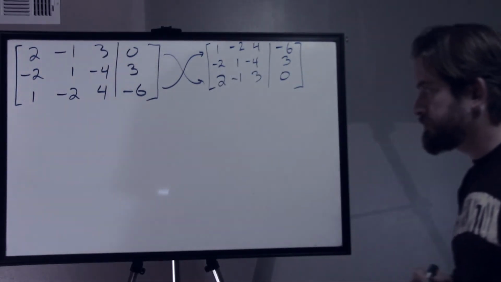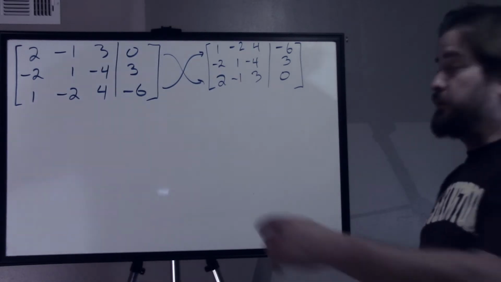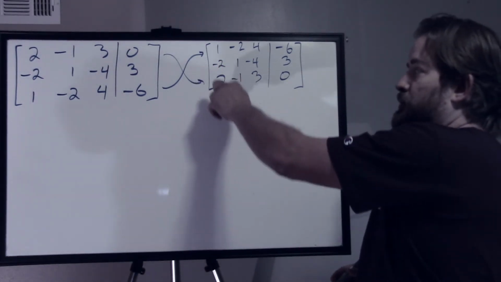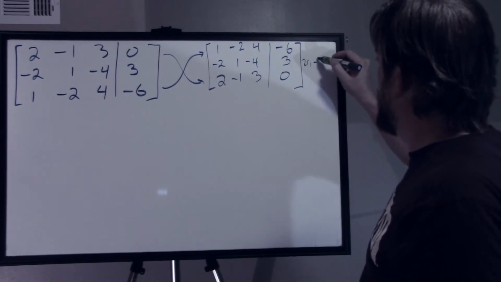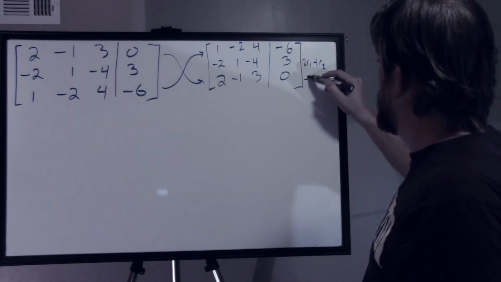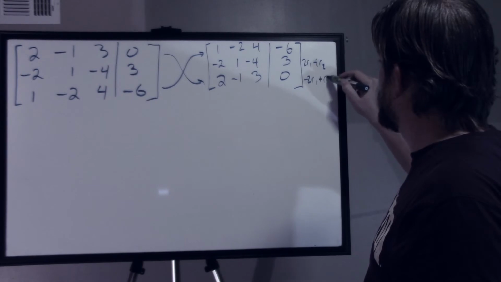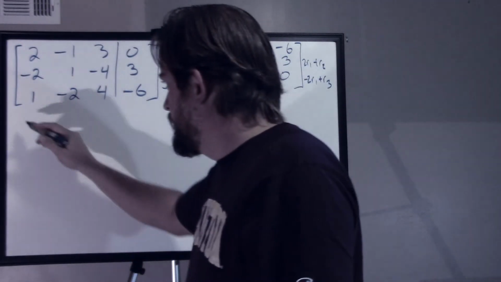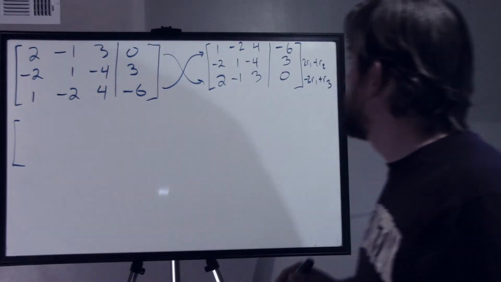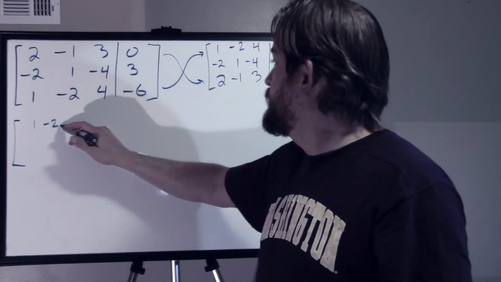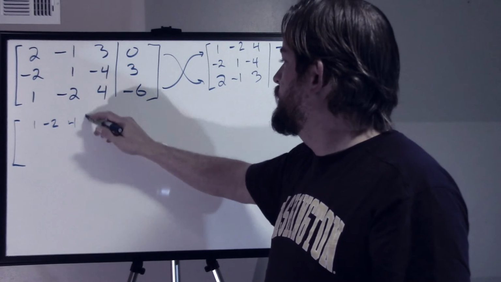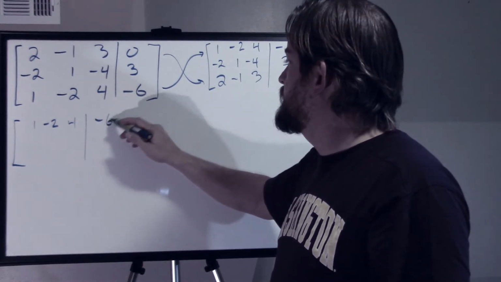Okay. But like always, if I get that 1 in the right place, I can use it to eliminate the rest of these. So I'm going to take 2 row 1s and add it to row 2, and I'm going to take negative 2 row 1s and add it to row 3. That gives me the top unchanged, 1, negative 2, 4, and a negative 6.